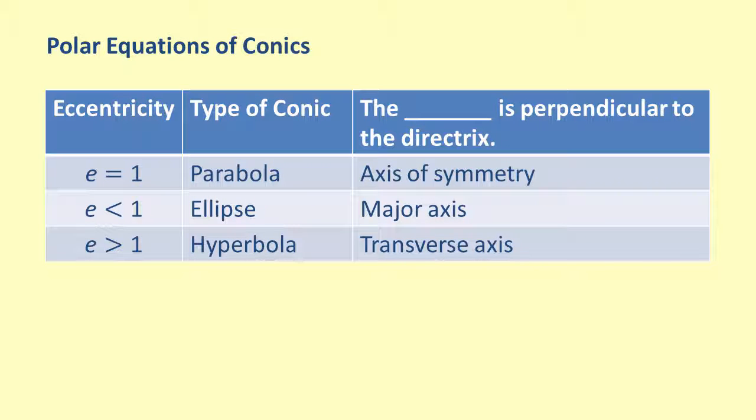If the eccentricity is equal to 1, the conic is a parabola, and the axis of symmetry is perpendicular to the directrix. If the eccentricity is less than 1, the conic is an ellipse, and the major axis is perpendicular to the directrix. If the eccentricity is greater than 1, the conic is a hyperbola, and the transverse axis is perpendicular to the directrix. Let's try some examples.